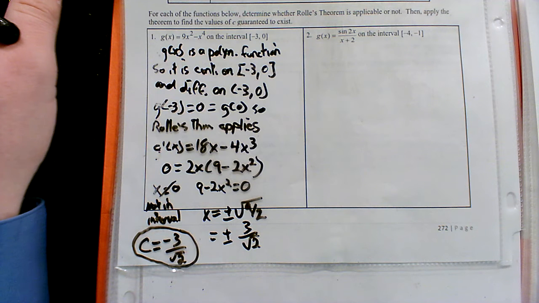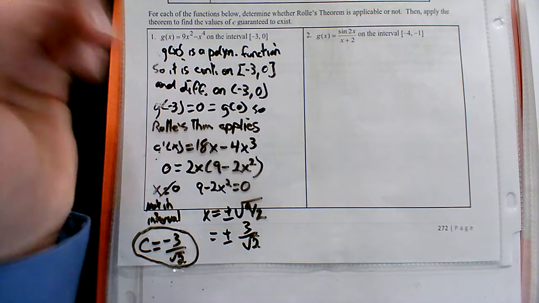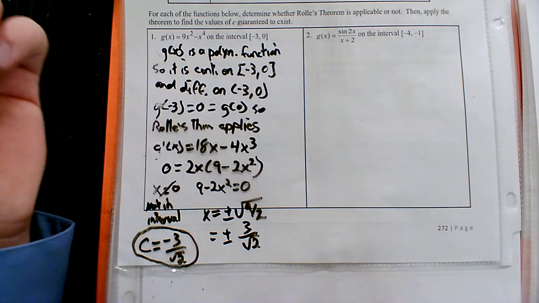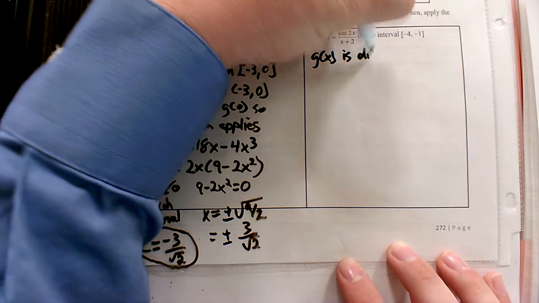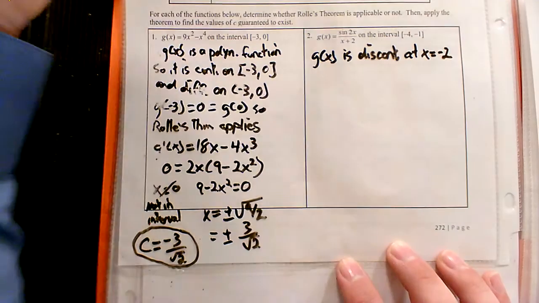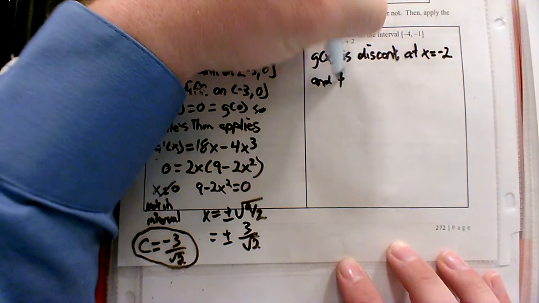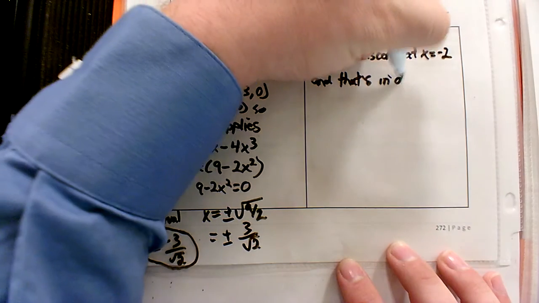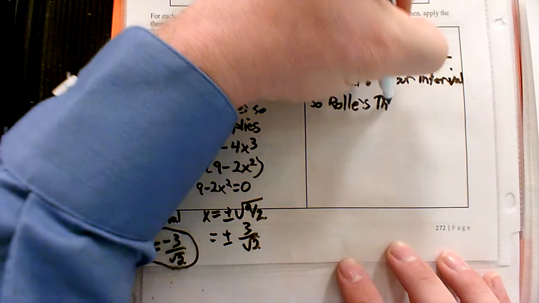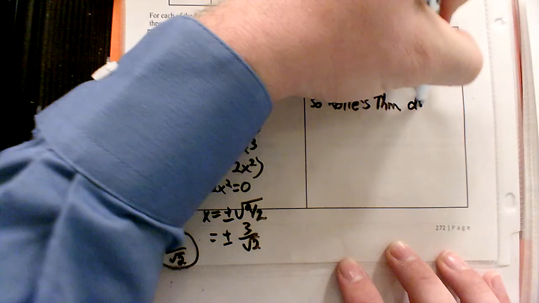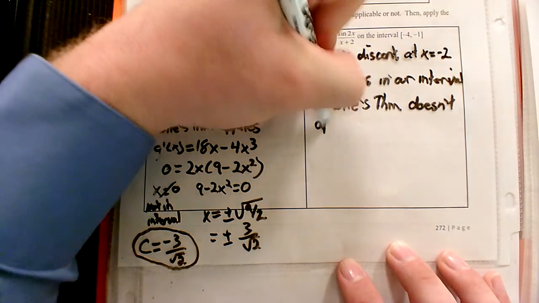No. Why not? Okay, if we plug in -2, we get 0 on the bottom. That makes it undefined, so it's not continuous at all values. g of x is discontinuous at x equals -2, and that's in our interval. So Rolle's theorem doesn't apply.